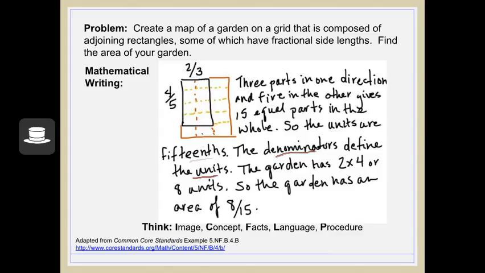And then they're just going to do a multiply. The garden has 2 times 4 because there are 2 in this direction and 4 in this direction. Now we're looking at the numerators. 2 times 4 gives me 8 of these little subunits. And those units, again, since they're 15ths, the multiply gives us 8 15ths. So this is another way to look at it and understand the problem from a point of view of breaking it into individual units based on the denominator and then counting the number of those based on the numerator.